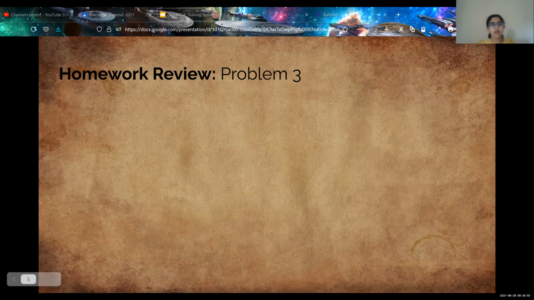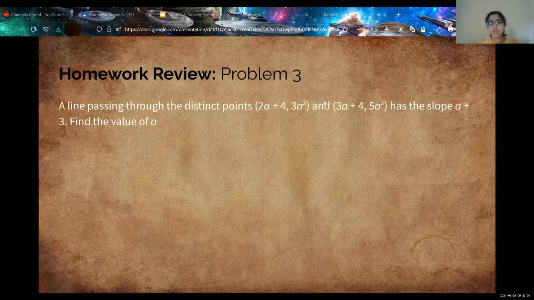Okay. So problem 3 was, a line passes through the distinct points (2a plus 4, 3a squared) and (3a plus 4, 5a squared), and has the slope of a plus 3. Find the value of a. So in the chat, type the answer that you got.